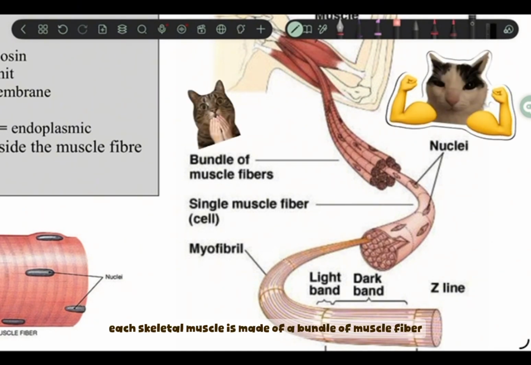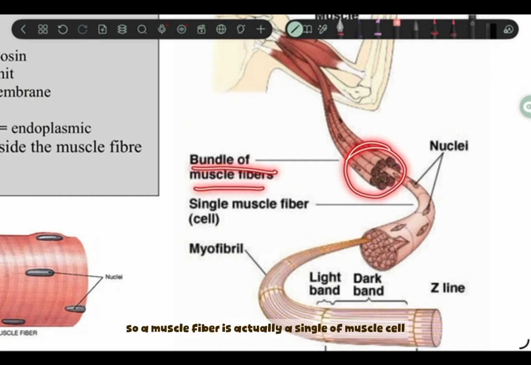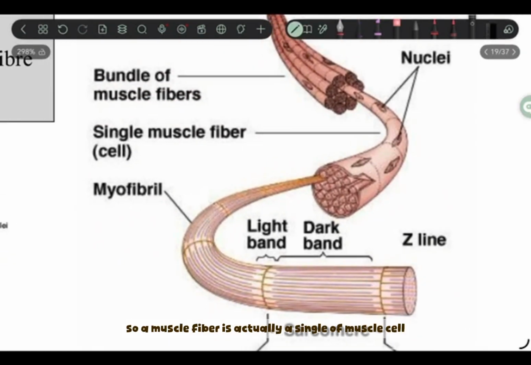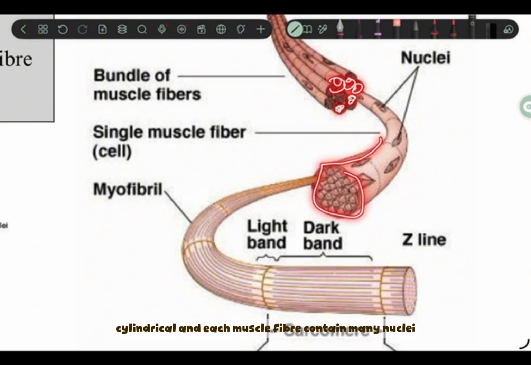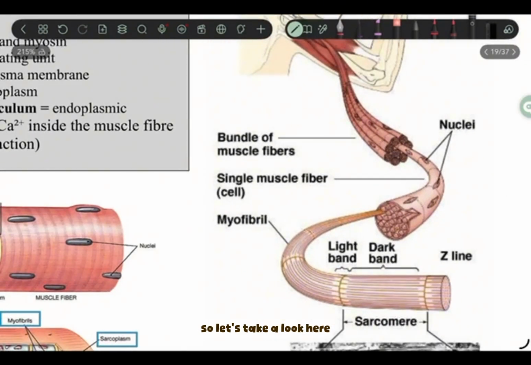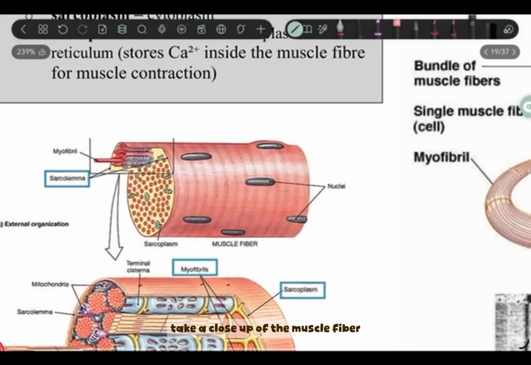Each skeletal muscle is made of a bundle of muscle fibers. A muscle fiber is actually a single muscle cell. It is long and cylindrical, and each muscle fiber contains many nuclei. So let's take a look here, a close-up of the muscle fiber.